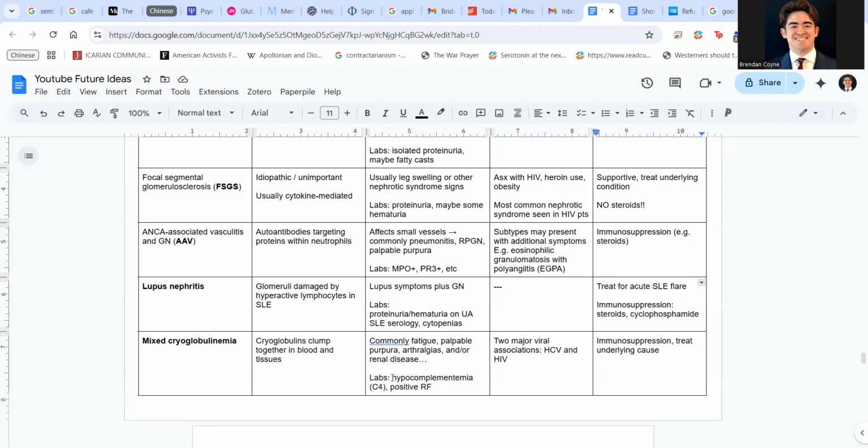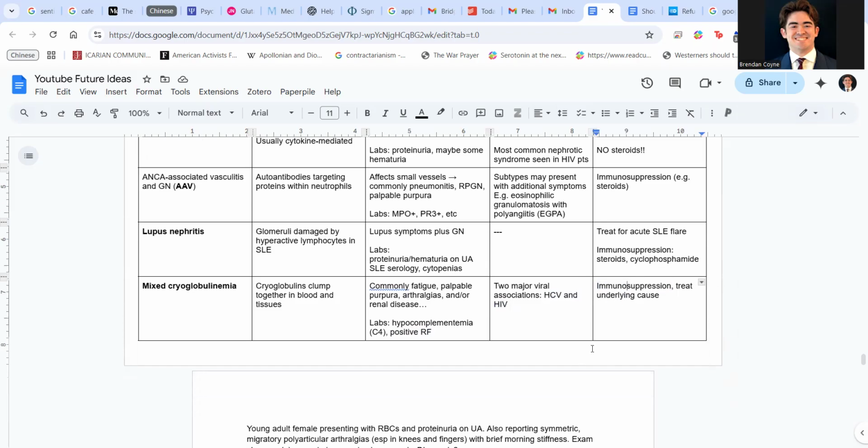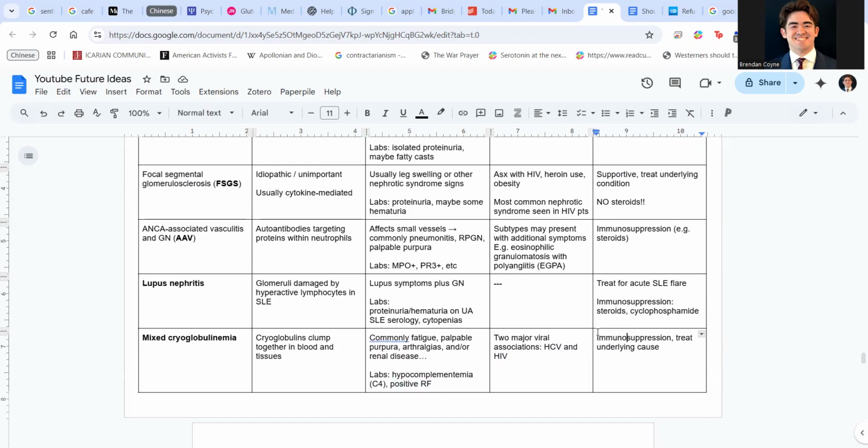But something that might help are the labs. So the labs are going to show decreased C4, which is an important one, and slightly less important, rheumatoid factor may or may not be positive. And some other labs might include elevated LFTs, like transaminitis, again, kind of linking back to the hepatosplenomegaly you might see in these patients. And some associations, there's two major viral infections that might be associated with mixed cryoglobulinemia, and that's HCV and HIV. So for treatment, you immunosuppress the patient and you treat the underlying cause. Pretty similar to some other GNs.